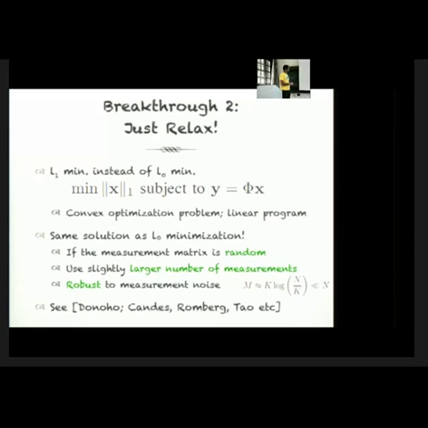So I say, suppose I solve this problem instead of solving my original problem where I was trying to find the sparsest solution to y equal to phi x. I've changed the problem. Okay, so why is that good? This is good because this problem is what is called a convex optimization problem, or it can be stated as what is called a linear program. So you'll have to trust me on this, that this problem is actually very easy to solve.